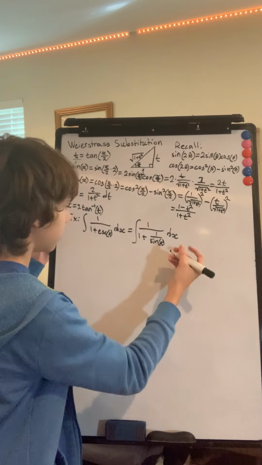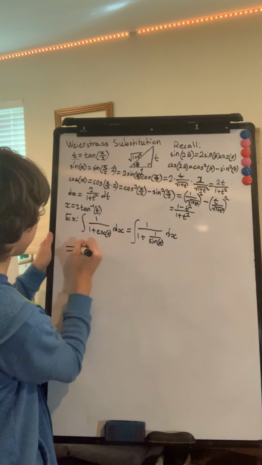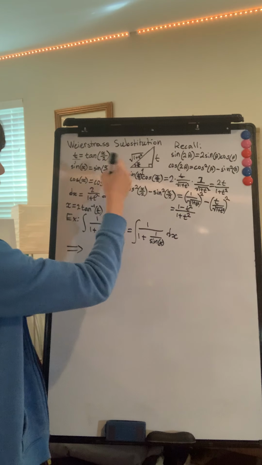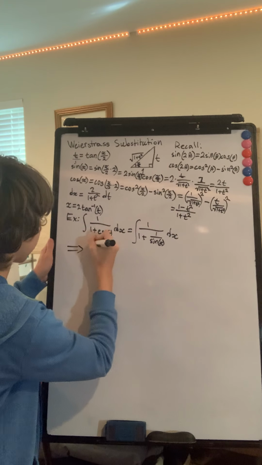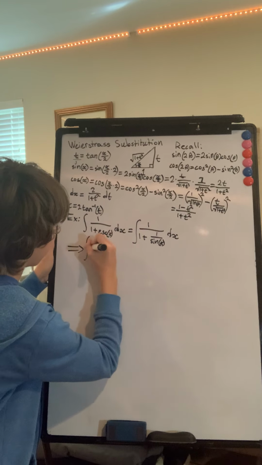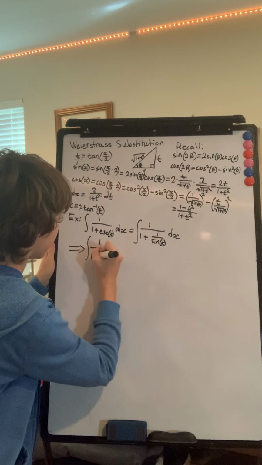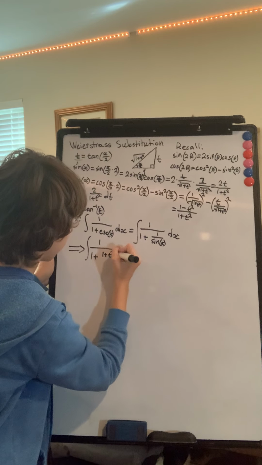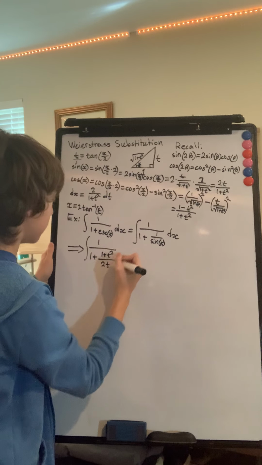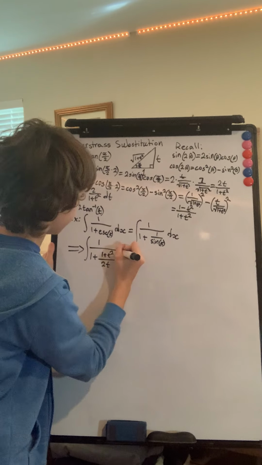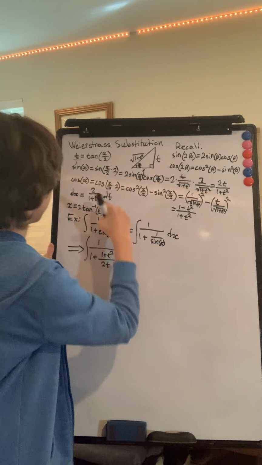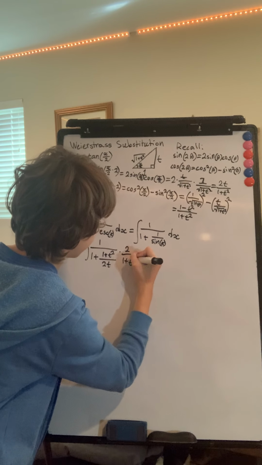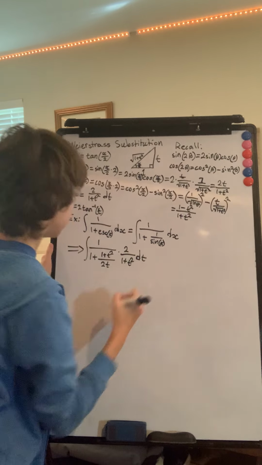And so substituting we get, okay, sine of x, we're taking the reciprocal of that, so we get the integral of 1 over 1 plus, taking the reciprocal of this, 1 plus t squared over 2t, times dx, which is just 2 over 1 plus t squared dt.